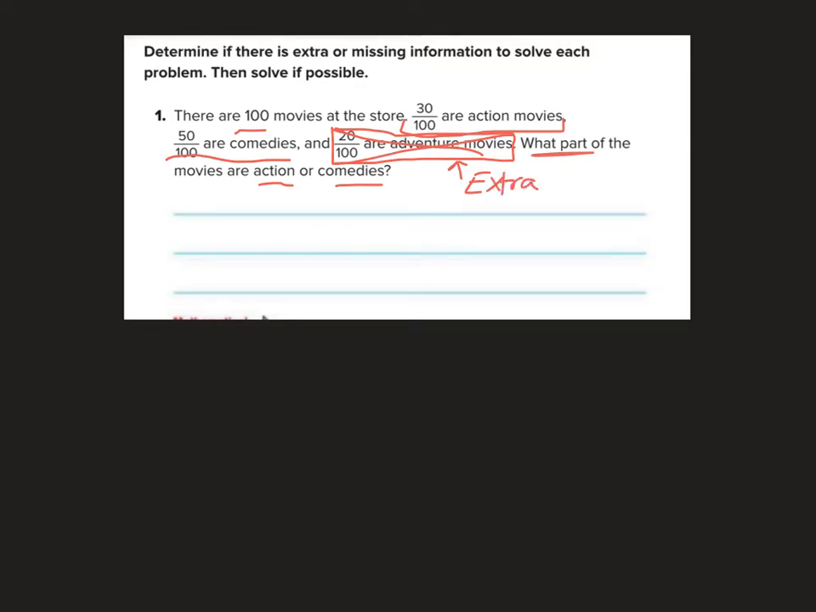Okay, and then we can find 50/100 plus 30/100, hundredths, equals 80/100. It does not tell us if we're supposed to simplify or not, so we're going to do it. I'm going to divide both by 20.